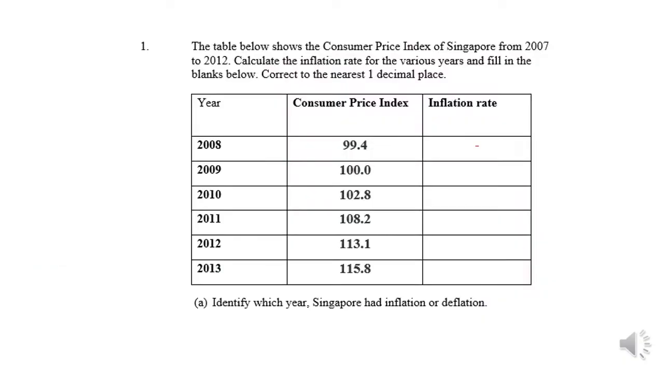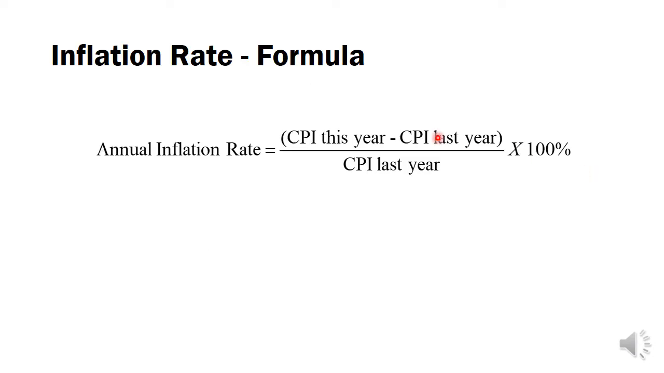Question 1 asks you to calculate the inflation rate based on the consumer price index, the CPI, that's given to you. This is Singapore CPI from 07 to 12. We are supposed to use this info to calculate the inflation rate. Now let's take a look at the formula of inflation rate. We use CPI this year minus last year, over last year, times 100%.